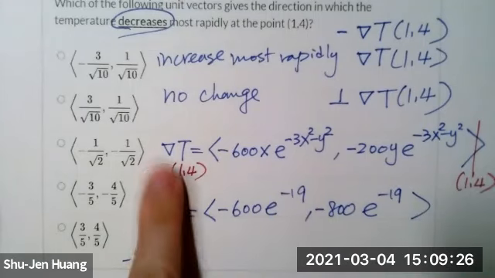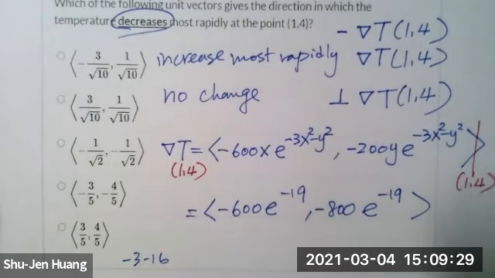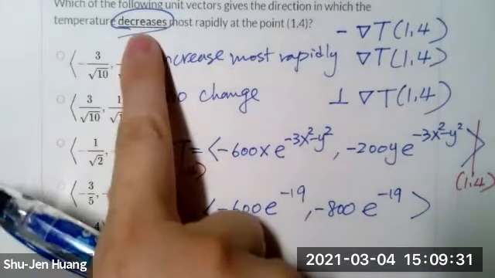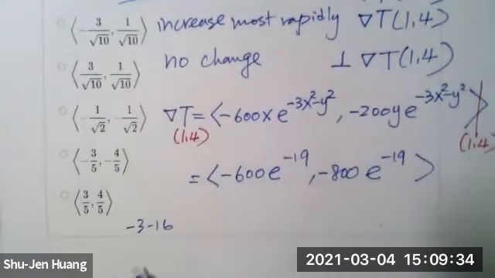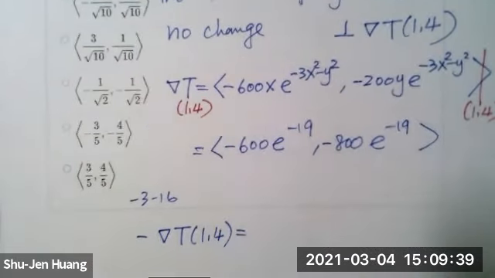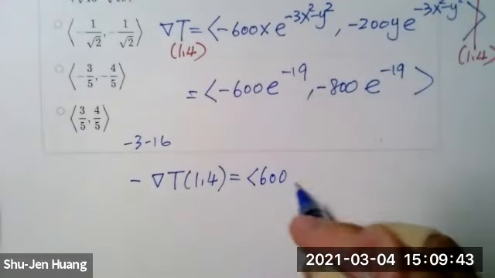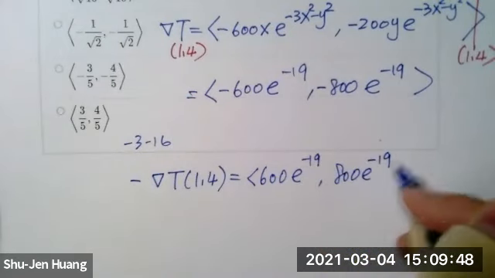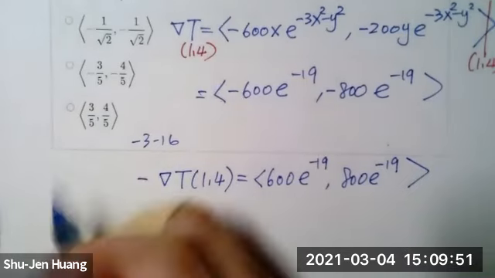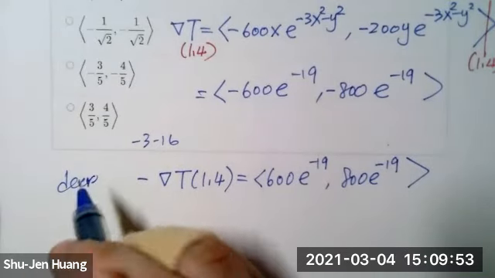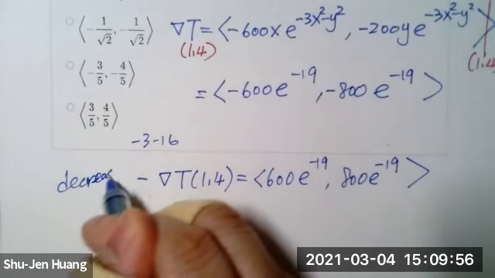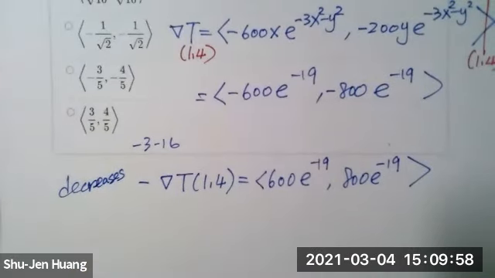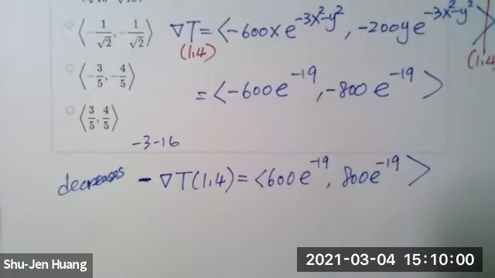In this direction, the temperature increases most. But here we want decreases most, so we want the opposite direction, right? That would be 600 e to the power minus 19, 800 e to the power minus 19. Agree? Okay, so this gives us the direction in which the temperature decreases the most, the opposite direction of the gradient vector.